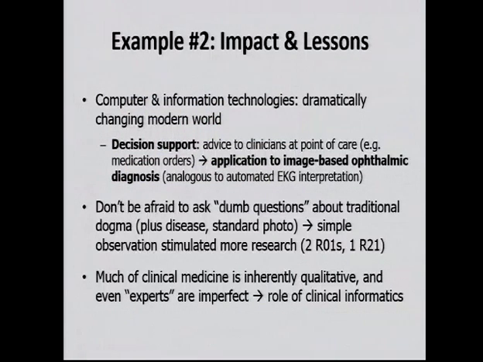Okay, one of them is this issue of computer and information technology. I think that, to me, this has done a lot to change the way that we practice medicine. One piece of advice for trainees, don't be afraid to ask dumb questions.